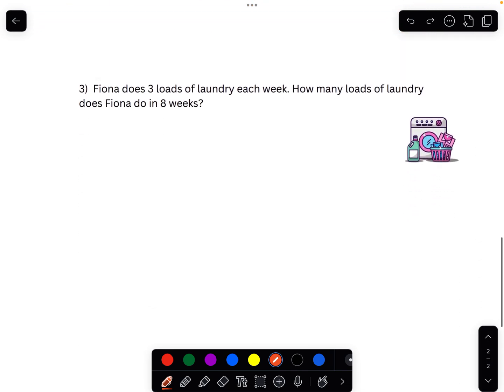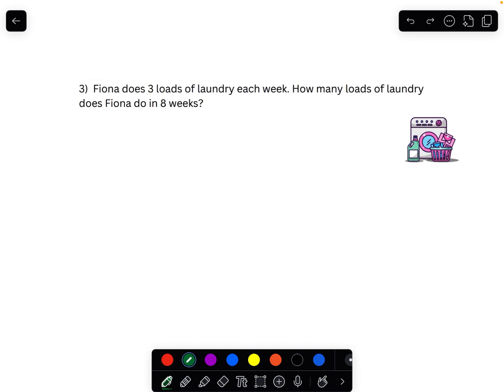And finally, let's do this last one. And these are all from, at least for my students, these are all from the worksheet that we did this week. This question is saying, Fiona does 3 loads of laundry each week. Oh, that's a lot of laundry. How many loads of laundry does Fiona do in 8 weeks? Ay caramba, that is a lot of laundry. So we got to figure this one out.